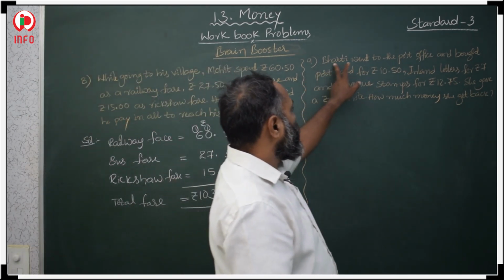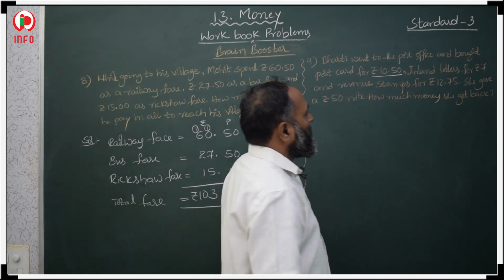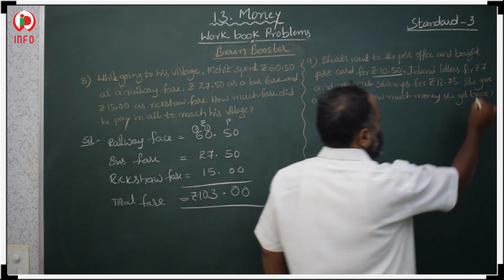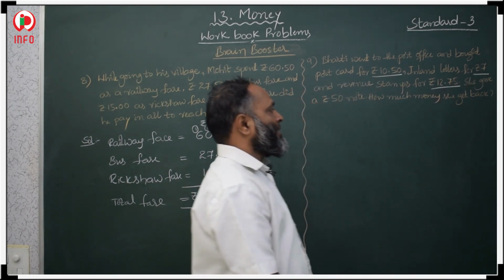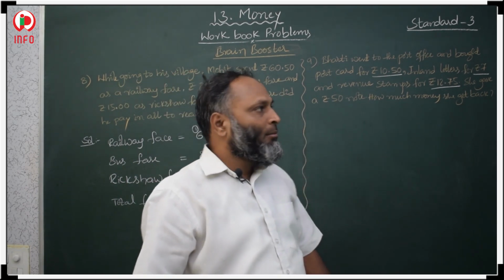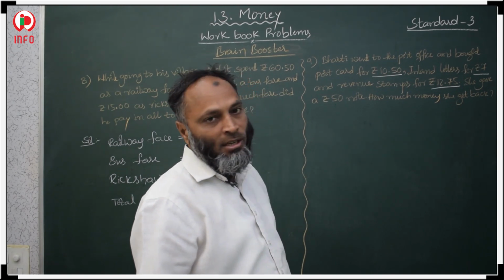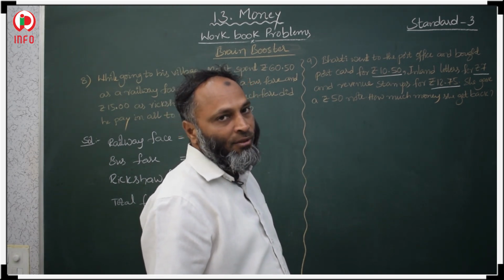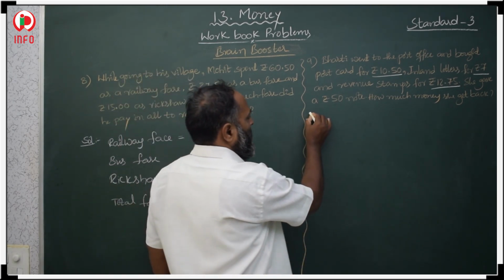In the next question, Bharti went to the post office and bought a postcard for 10 rupees 50 paisa, an inland letter for 7 rupees and a revenue stamp for 12 rupees 75 paisa. After that she gave 50 rupees, then how much does she get back? It means first we should find the total price of all the cards, and that amount should be subtracted from 50, then you will get how much she will get back. Okay.